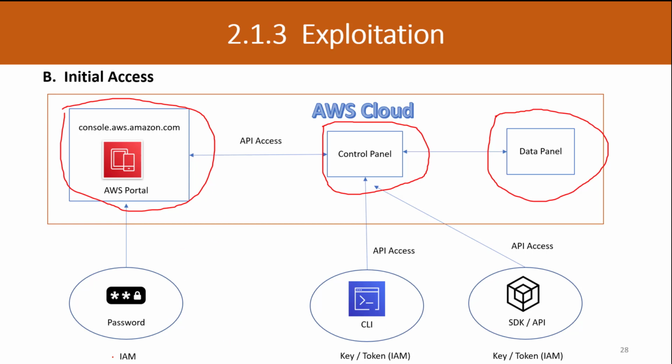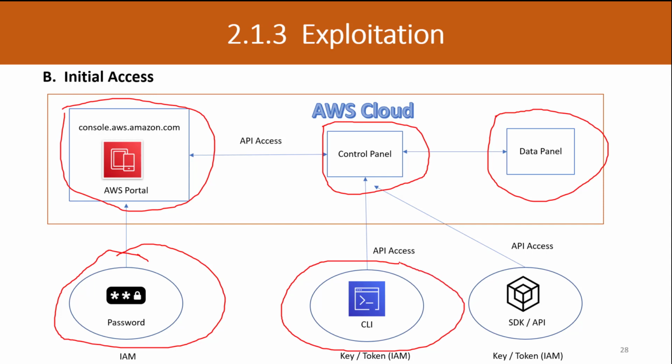One way is to access the services using the user interface, the management portal. To access the management portal, we need a user ID as well as a password. But if you want to access through the control plane, you need an access key as well as a secret. Same thing if you want to access through API or SDK.